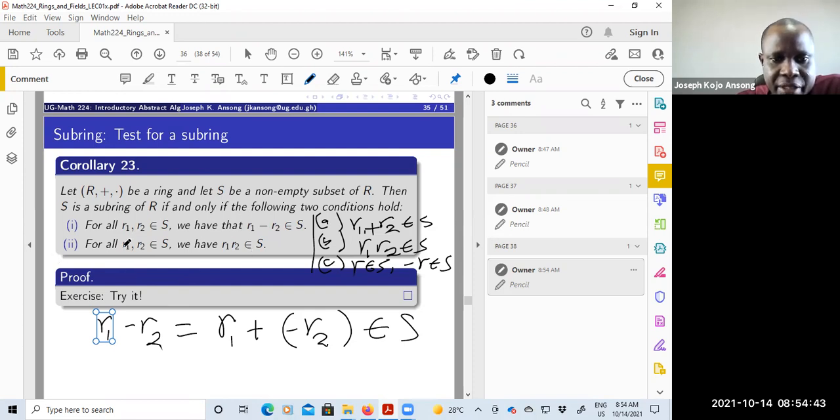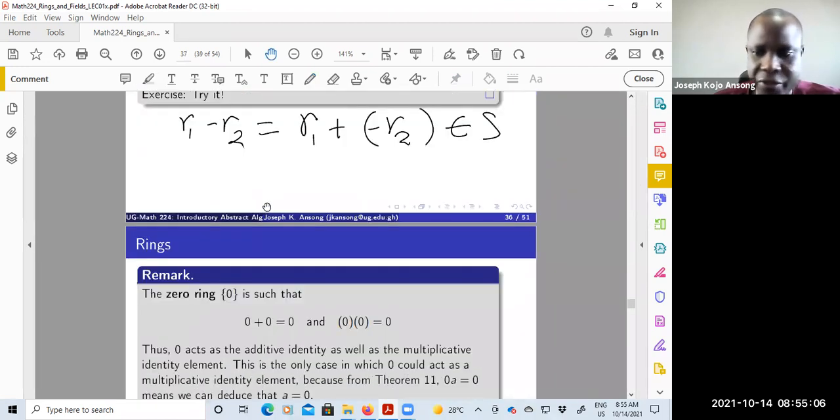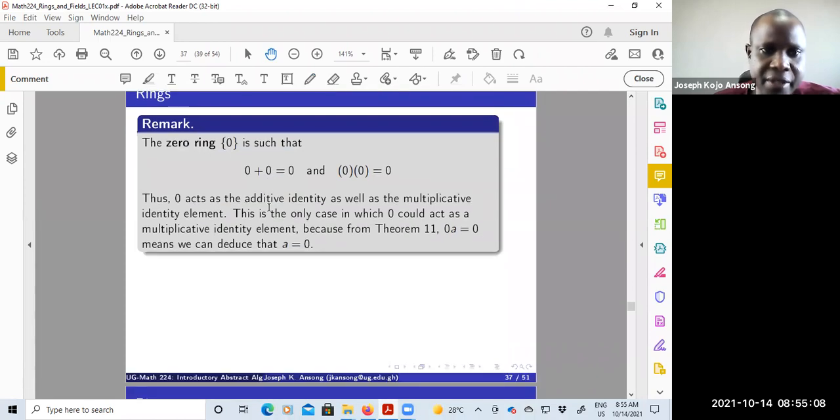So keep this in mind. If you are given a set and you want to show that it is a subring, it's enough to show that if I take any two elements and subtract them, the result is also an element of S, and if I take two elements and multiply them, the result is in S. From there, you just conclude that yes, it's a subring. So keep that in mind. Okay, good. Let's move on to something else.